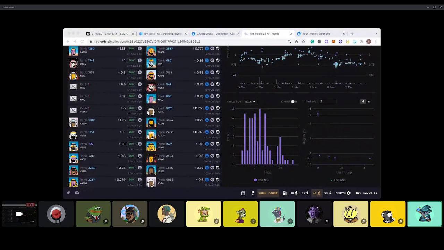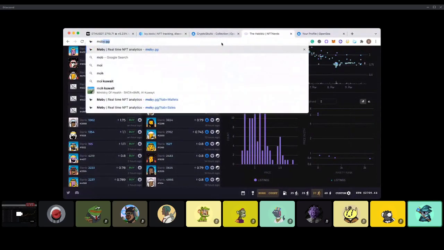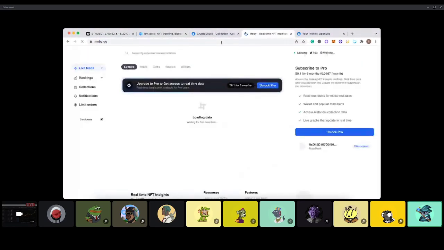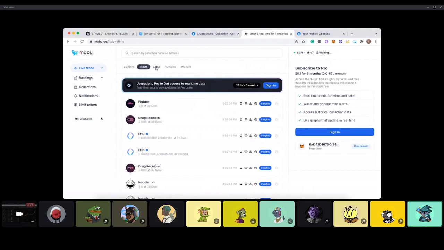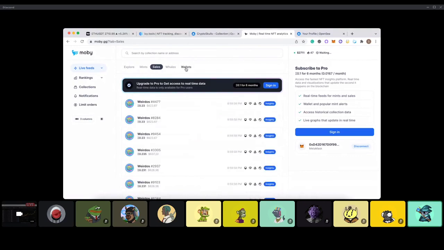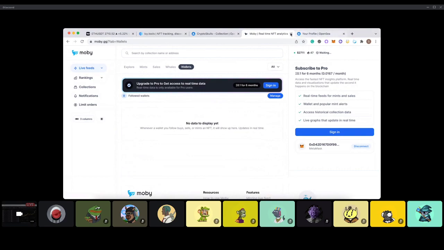Okay, so this is ICY tools, another tool that I purchased. I don't use it. I don't like it a lot, and my account expired. It just gives you a live feed on what is selling, what is minting, and what the whales are doing. It's similar to ICY tools, but ICY tools is easier to use and much more user friendly. But this is another option if you're looking for a cheaper option. This is cheaper than ICY tools.